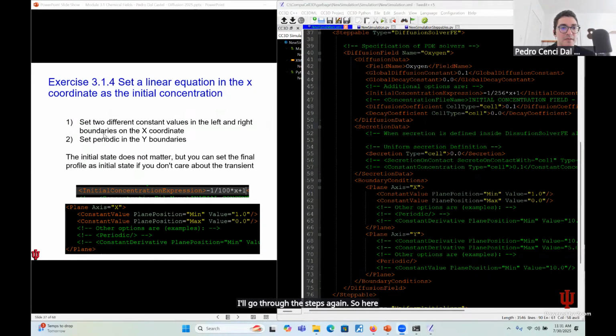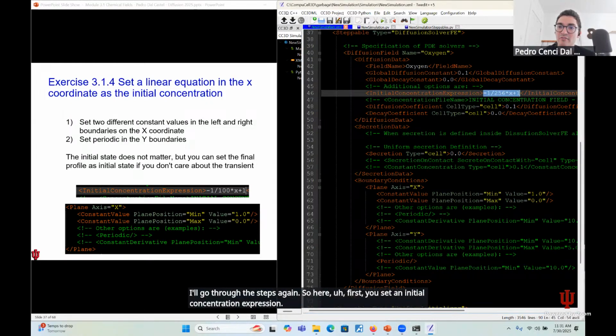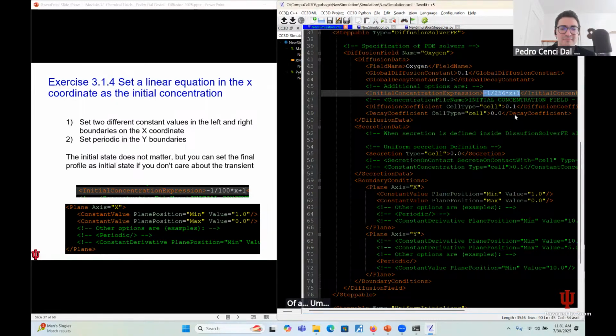So here, first you set an initial concentration expression of a linear profile here. So I'm setting -1 over 256 because 256 is the size of my lattice, times x plus 1. So this means that my field on the left is 1 and it's 0 on the other side.